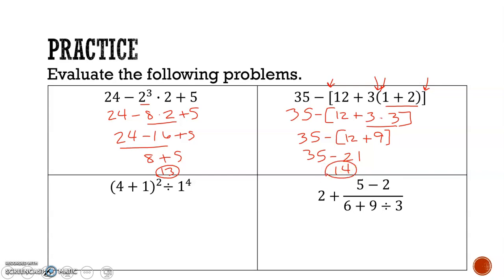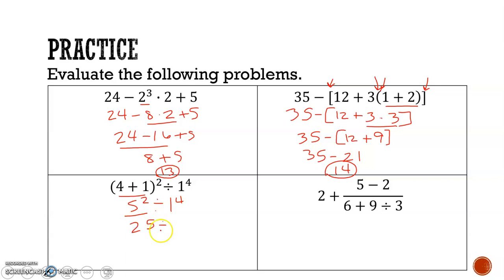All right, next one. We have parentheses, so I have to do the 4 plus 1 first. Since that's the only thing inside these parentheses, I can get rid of them now and just write 5 squared divided by 1 to the 4th. There are two exponents in this problem. I do them one at a time, left to right. So 5 squared means 5 times 5, so that is 25.